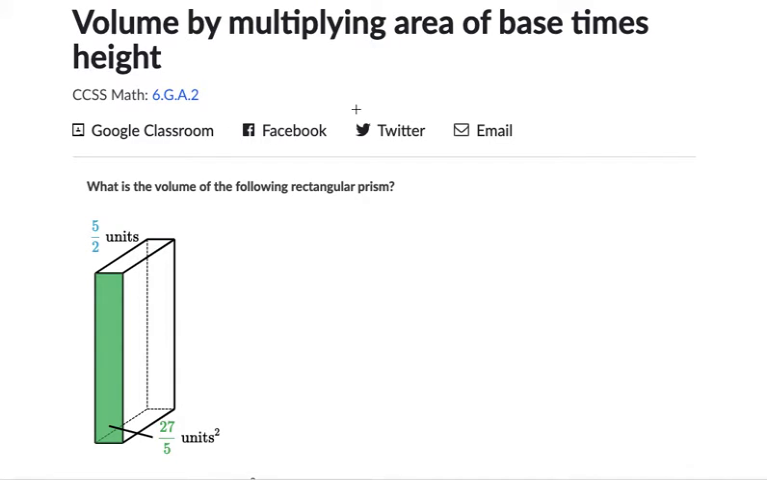Let's talk about the formulas we have for finding the volume of a rectangular prism. There are two formulas that we have. One of them is volume equals the length times the width times the height. That's probably the one you've seen and been familiar with before.